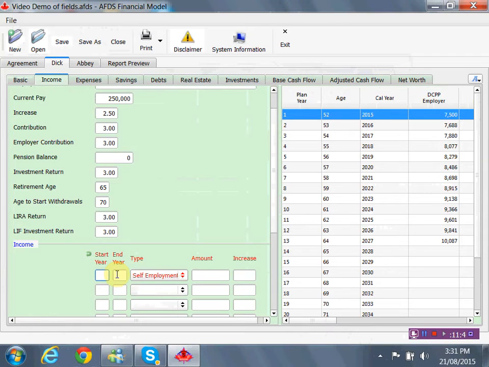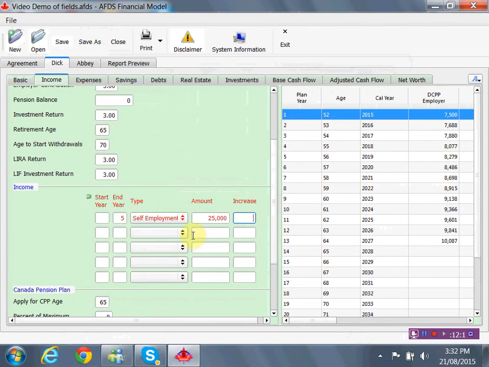If Dick's been working and had self-employed income for the last 10 years, then you just leave the start years blank and only put in an end year. Let's say he's only going to do it for 5 more years, and he's getting $25,000 from there. You would put an indexing increase if that applied, or not if it didn't.